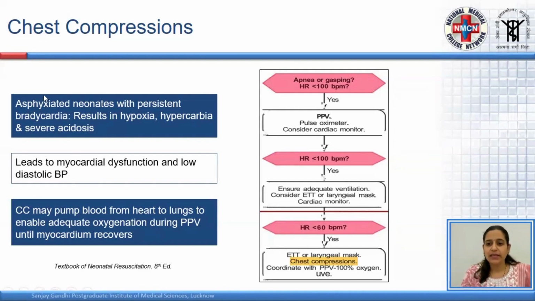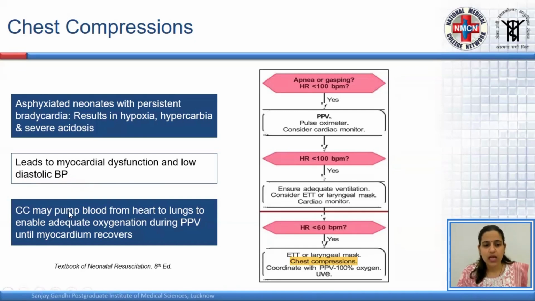It has been seen that such severely asphyxiated babies who have persistent bradycardia will have significantly low levels of blood oxygen. That is, there will be significant hypoxia, a buildup of PCO2 levels, and a severe acidosis. So it results in very poor coronary artery perfusion, thus leading to myocardial dysfunction and low diastolic blood pressures. So PPV alone may not be sufficient to cause the return of circulation in such babies.